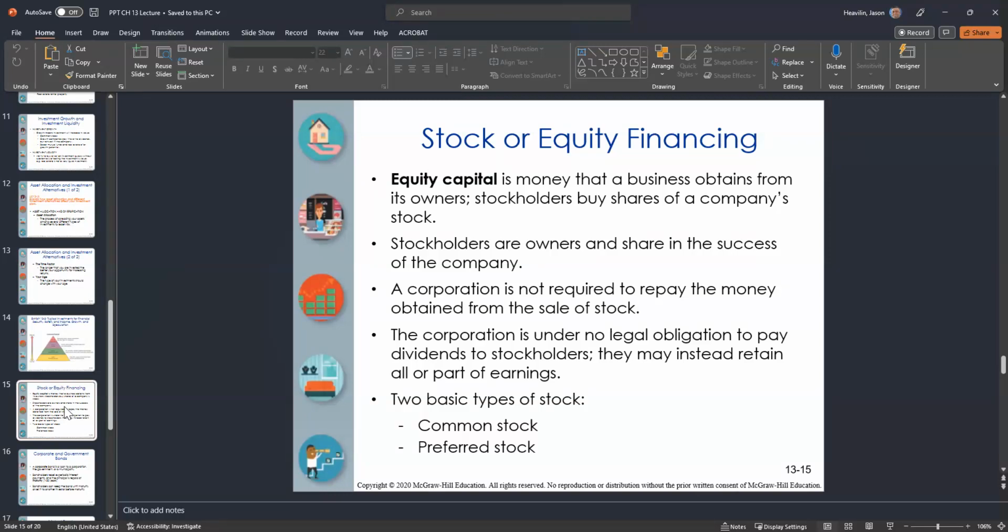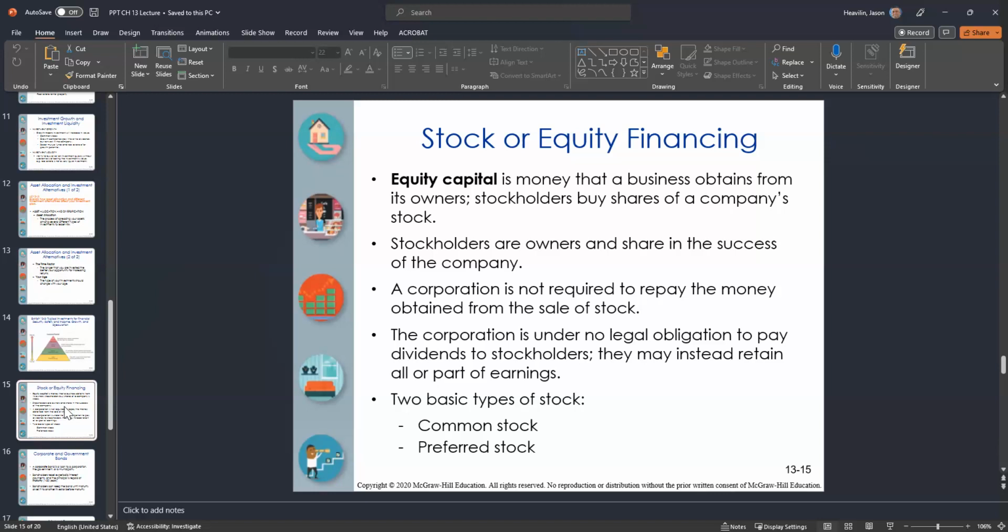The corporation is not required to repay the money obtained from the sale of the stock. That's where it comes in. They say, look, if the company does well, your stock price goes up and you make your money, but we're not obligated to return your money. Once you put it in there, you are taking the risk that you may lose it.